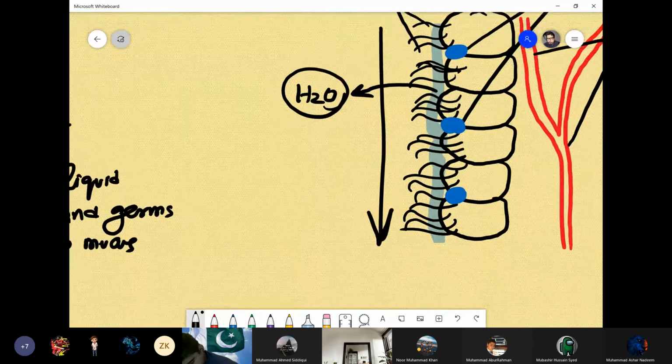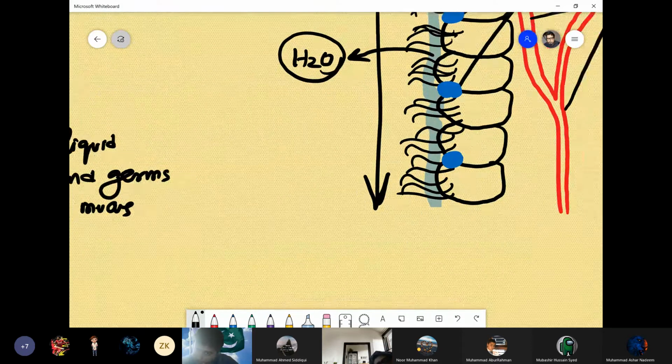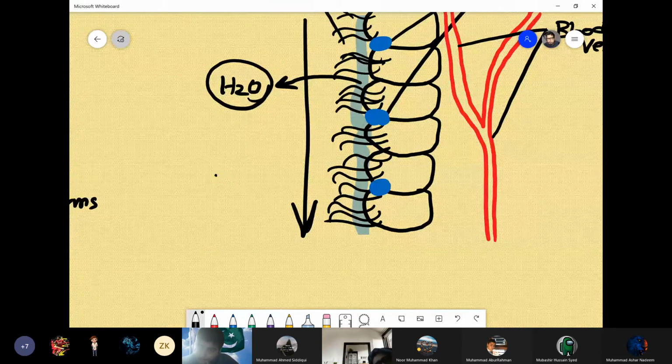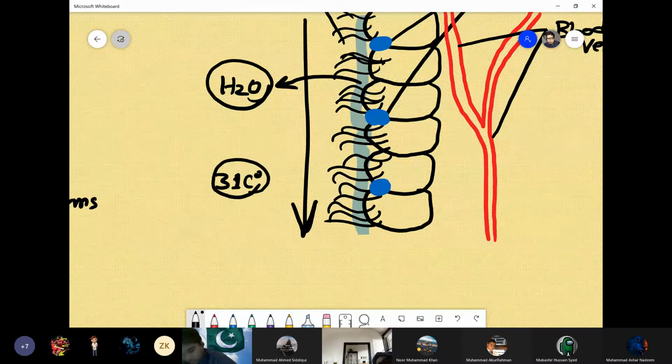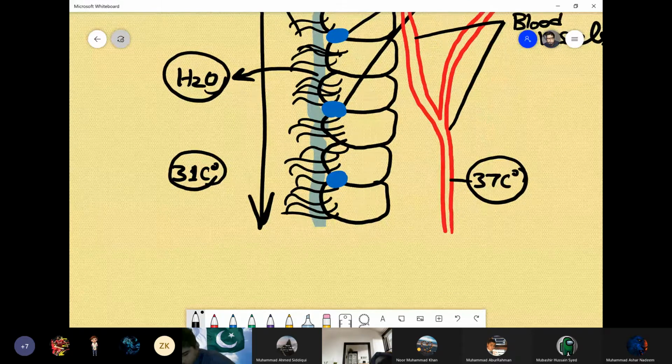Next thing, let's suppose I ask you what the temperature is right now: 31 degrees. What is our body temperature? 37 degrees. It means that in the blood the temperature is high and the air temperature is low.